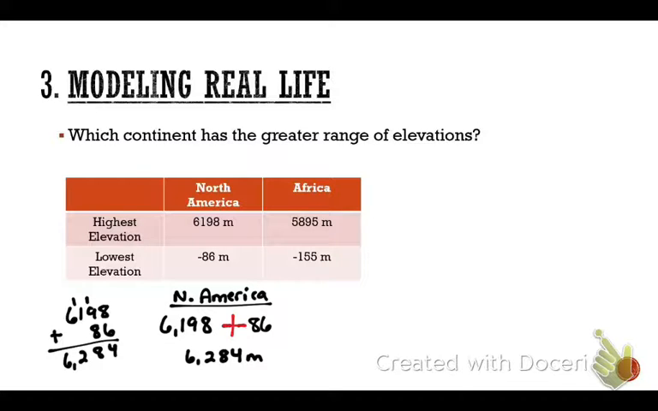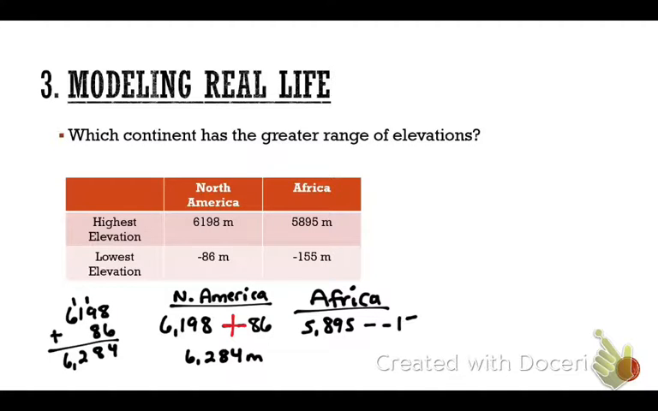Do you think I'm finished? No, which continent do I still need to find the range for? Africa. So to this side, let's go ahead and write Africa. What is the highest elevation in Africa, class? 5,895. Very good. We're going to write that down. 5,895. Remember, when finding the distance or the range, you take the biggest number and subtract the smallest number. Caleb, what's the smallest number there?